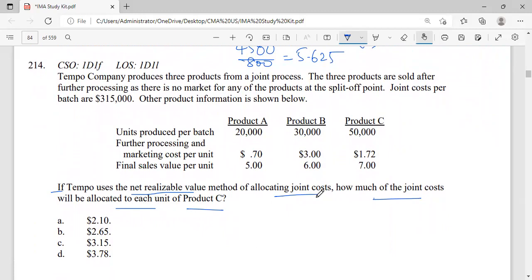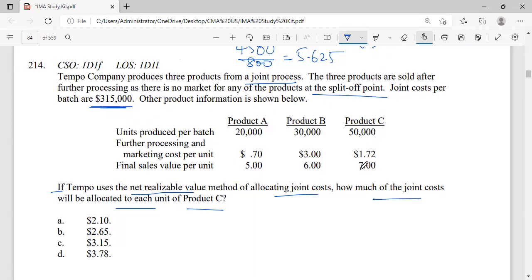Now, Tempo company produces 3 products from the joint process. The 3 products are sold after further processing as there is no market for any of the products at the split off point. Joint costs are 315,000. So this is the cost which we need to allocate to A, B, and C. And how much are we allocating to C? We need to find out.